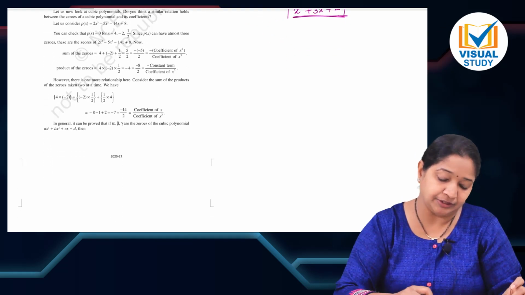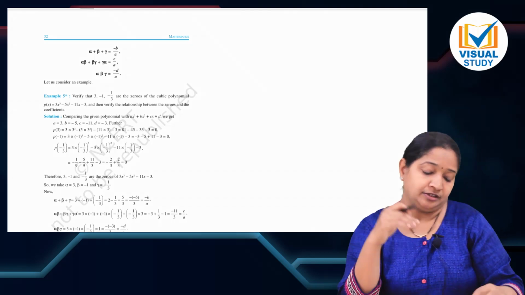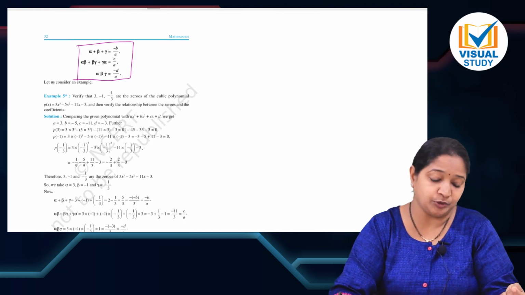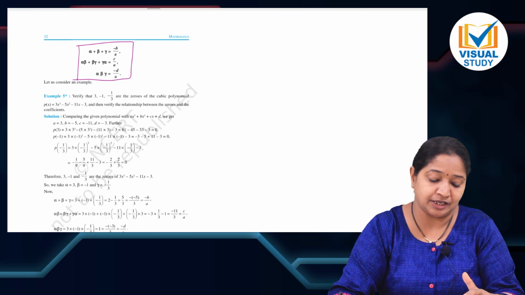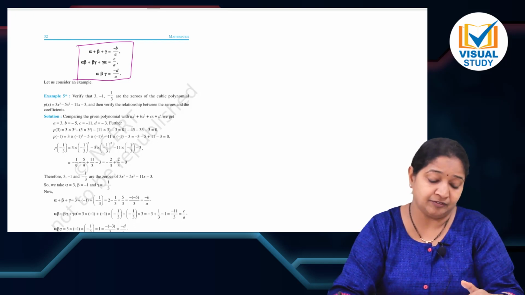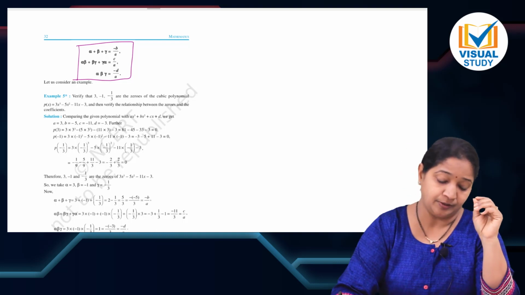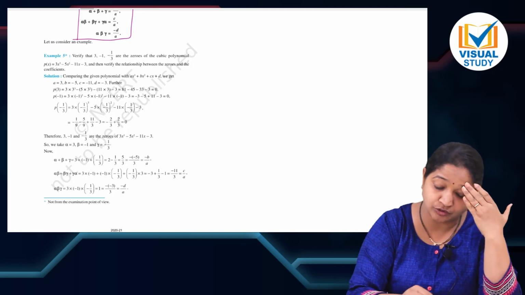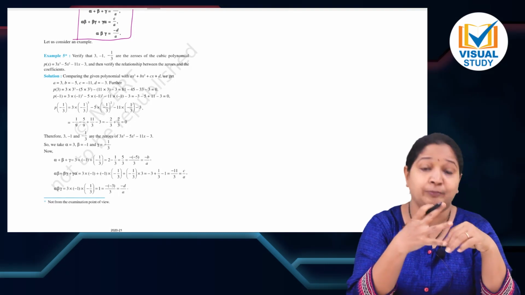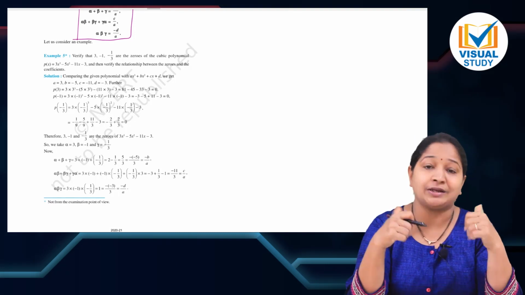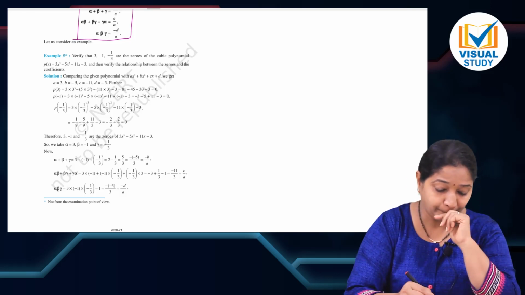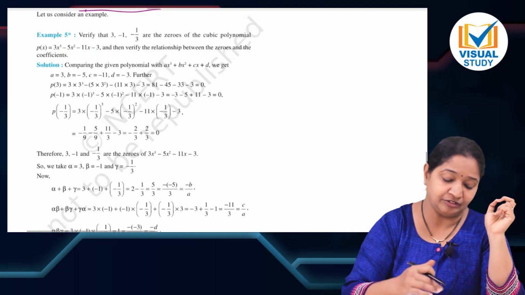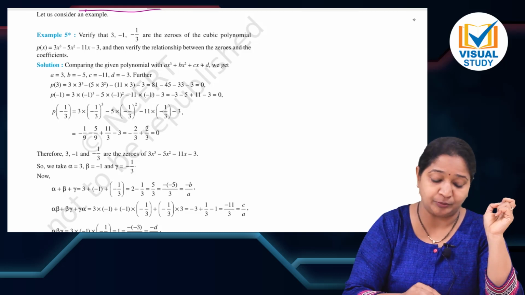Again they have given us the example, that is alpha, beta and gamma, what I said earlier. Here alpha plus beta plus gamma is minus b upon a. Alpha beta plus beta gamma plus gamma alpha is c upon a, and alpha beta gamma is minus d upon a. Verify that 3, minus 1 and minus 1 upon 3 are the zeros of the cubic polynomial. They give the cubic polynomial 3x cube minus 5x square minus 11x minus 3, and then verify the relation between the zeros and the coefficients. First of all, they have compared it: what is a, what is b, what is c and what is d.